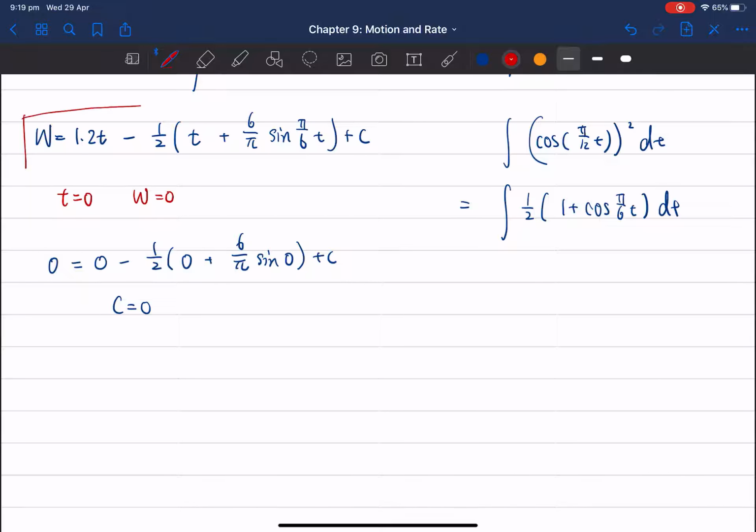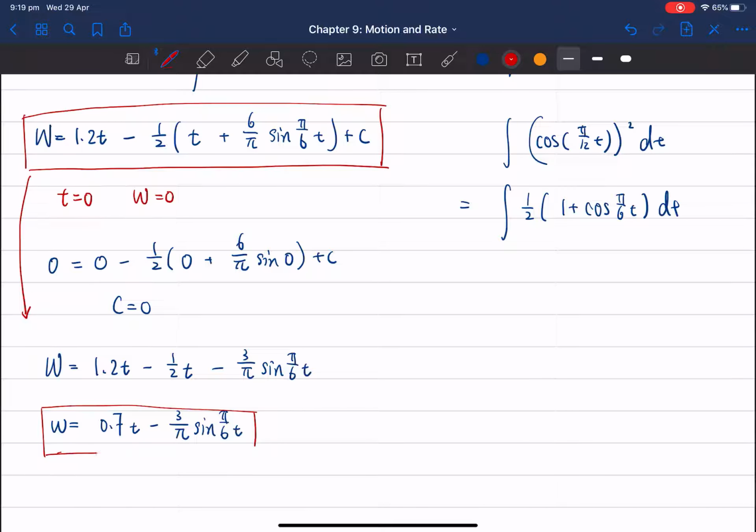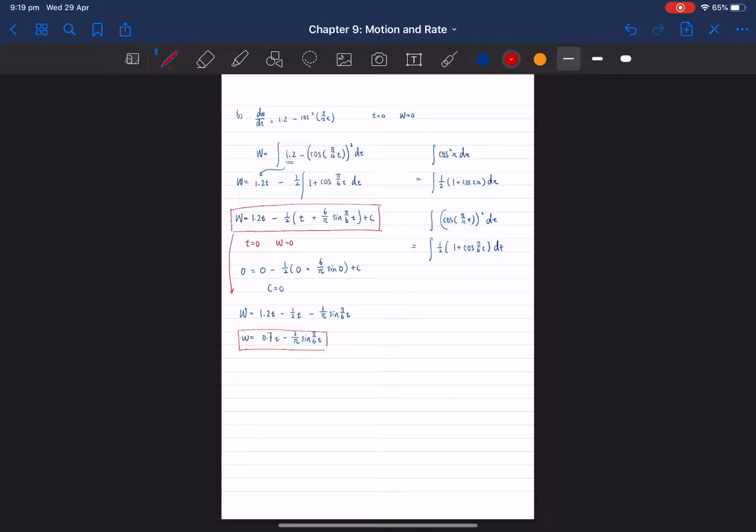Alright, so now I'm just going to rewrite this so it becomes a little bit better. So the final answer: w is equal to 1.2t minus half t, minus 3 over pi sine pi on 6t. Next, 1.2 minus 0.5 is 0.7, so w is 0.7t minus 3 over pi sine pi on 6t. Okay, that's what w is. So now I have a final answer for the equation of w, so w is finished.